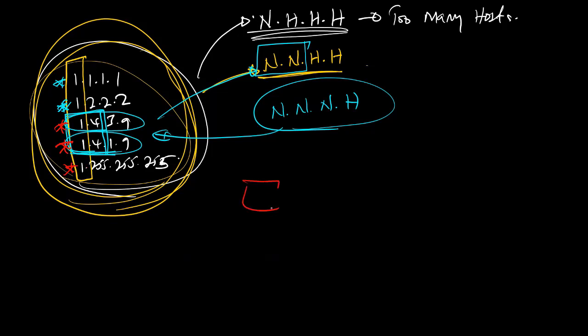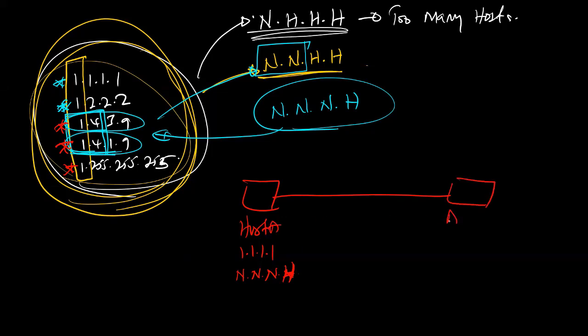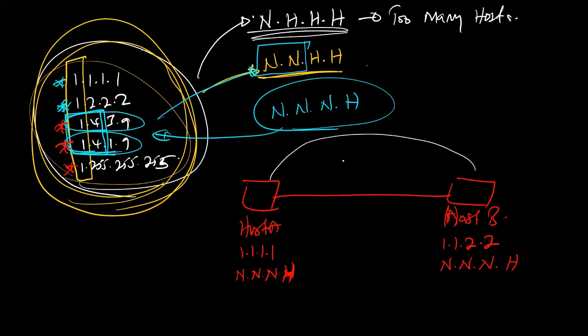So if we have one host here, host A, with IP address 1.1.1.1, in the format network.network.network.host, and we connect it to another host, listen to me carefully, you're going to like this. Host B has the IP address 1.1.2.2, and we say it has the format network.network.network.host. Do you think host A and host B are on the same network? No. So they are not on the same network.